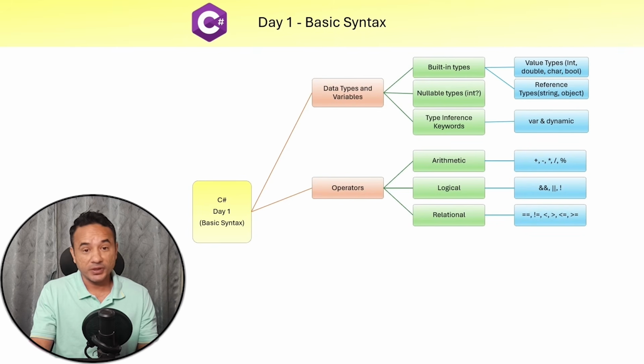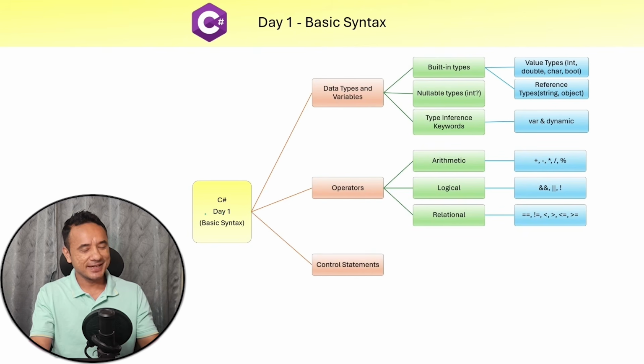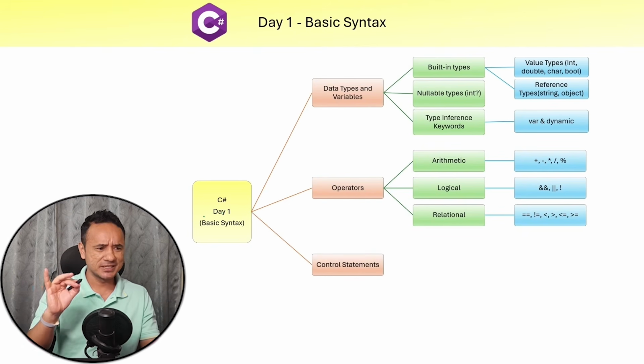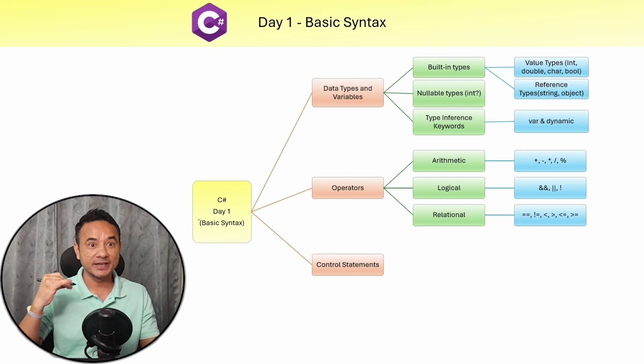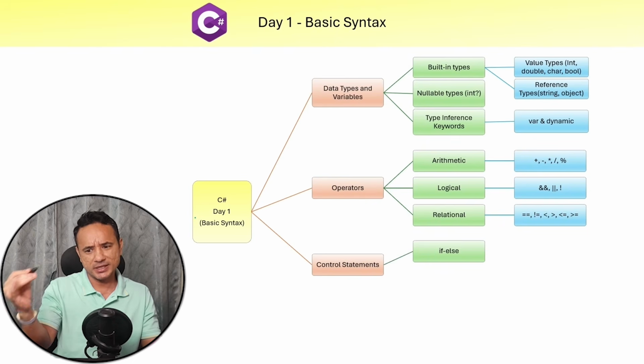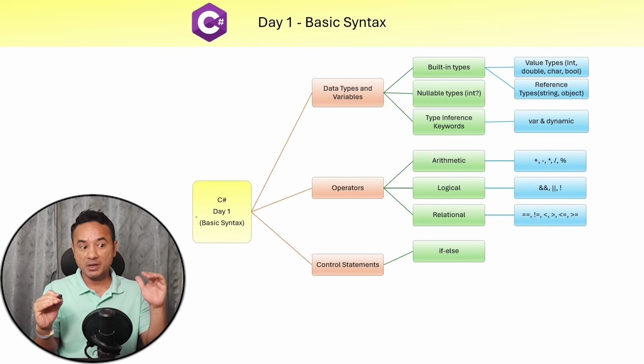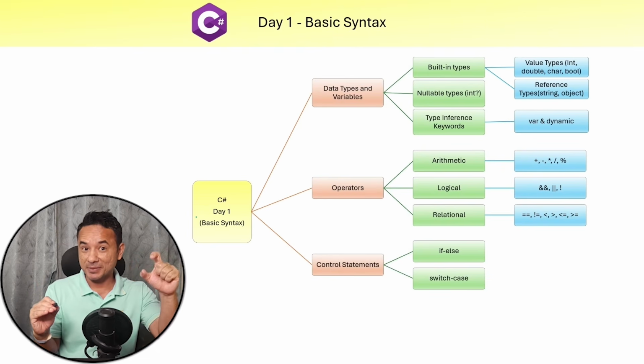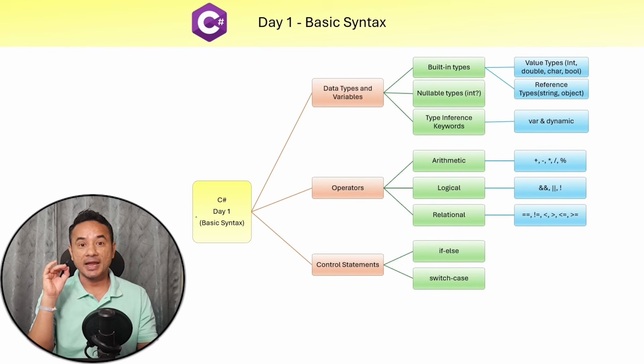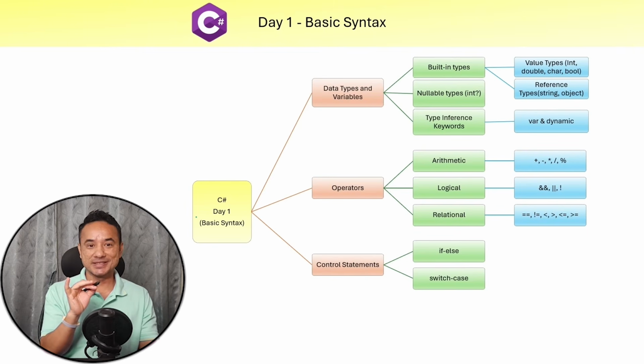After that, we have control statements. Very important for basic programming. Simplest here is if else, which lets your program make decisions. If this, do this, else do this. Next, we have switch case, when there are multiple possible values for a single variable, then we use this. And don't forget to use break and default, okay, in switch case.